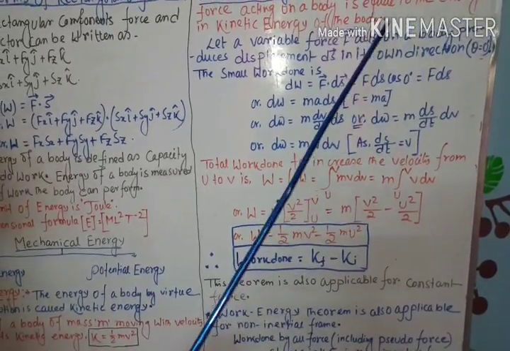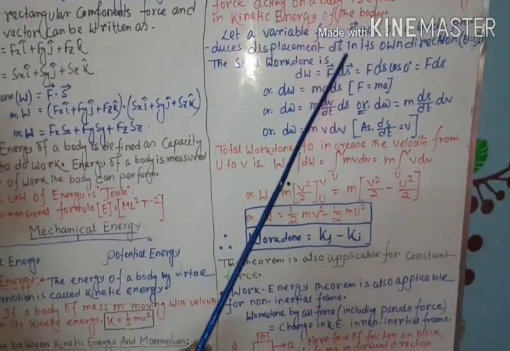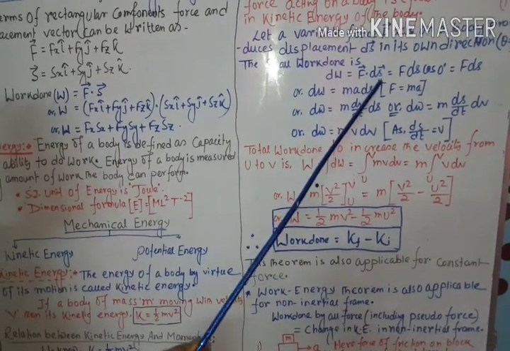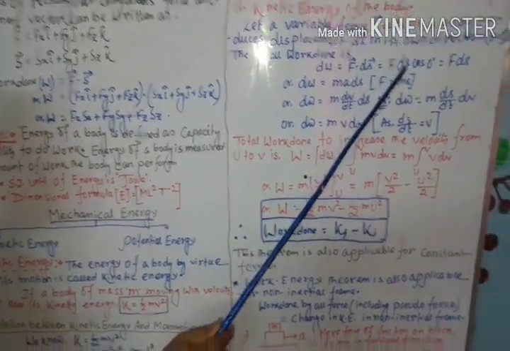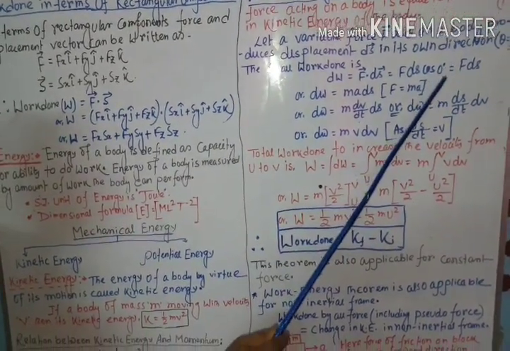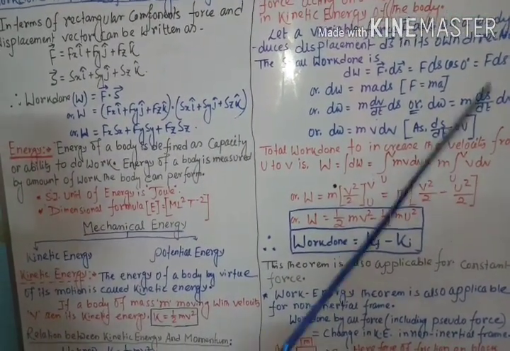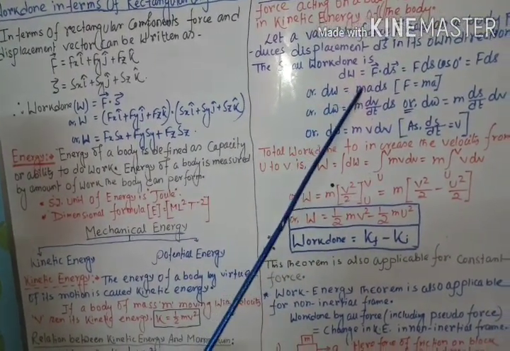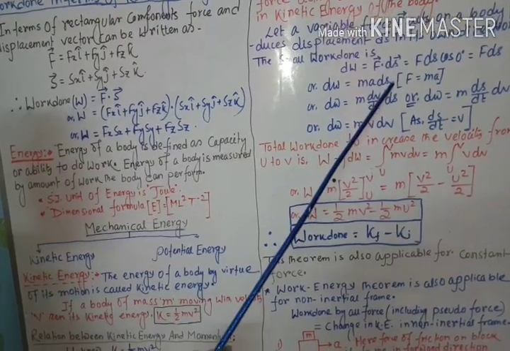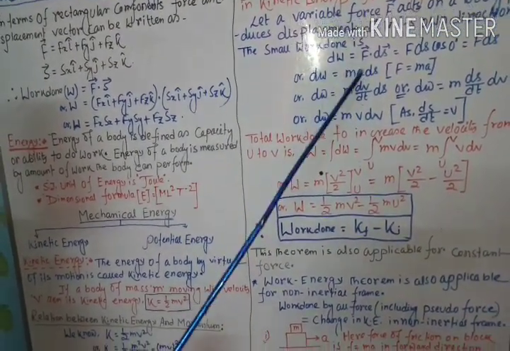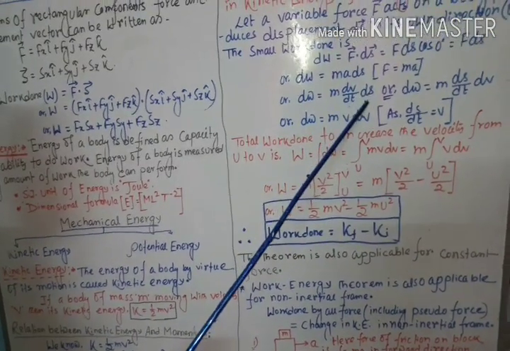So then the small amount of work done for this small displacement is given by dW equal F vector dot ds vector equal F ds cos 0 equal F ds, because cos 0 is 1. Now from Newton's second law, in place of F we can write ma. So therefore dW equal ma ds. And from the definition of acceleration, in place of a we can write dv by dt into ds.